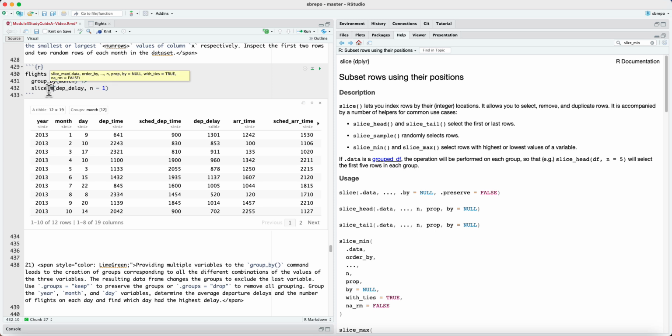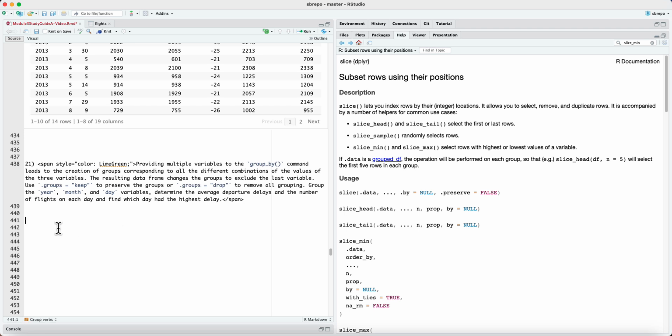Similarly, I could do slice min, and this would give me the smallest departure delay for each month. And you can see they're all negatives, which means the flights with the smallest departure delay actually left early, roughly 20 to 30 minutes early in each month. So this is a way, if you have a large data set, to get some idea about the biggest value of something in a group, the smallest value of something in a group, or look at the first row or the last row, and so on and so forth.